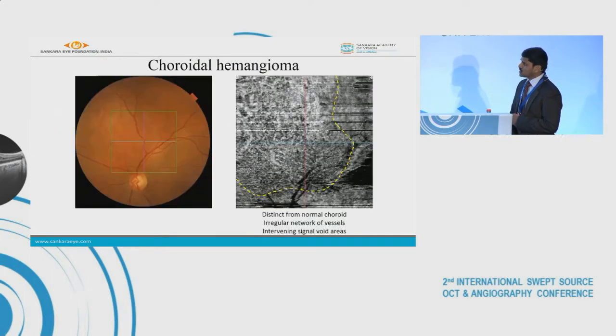Coming to the choroidal hemangioma, as Madam has already described, in choroidal hemangioma, the vasculature is definitely seen distinctly from the normal choroid, so we can map the margins of the tumor. Other than that, it consists of irregular network of vessels, both large caliber vessels and small caliber vessels. The caliber of the vessels do vary from location to location. There are intervening signal void areas, which would probably be the interstitial tissue.